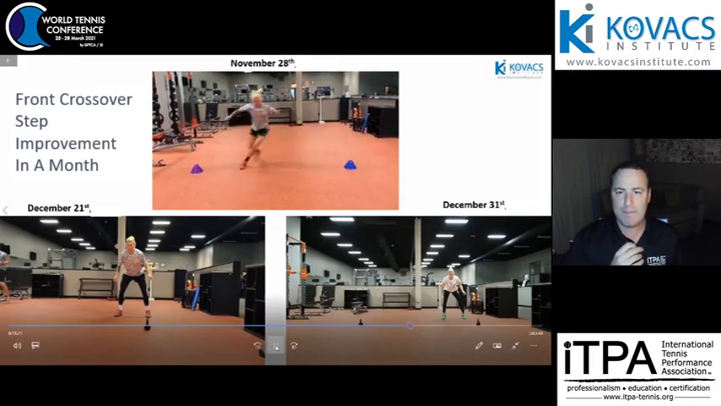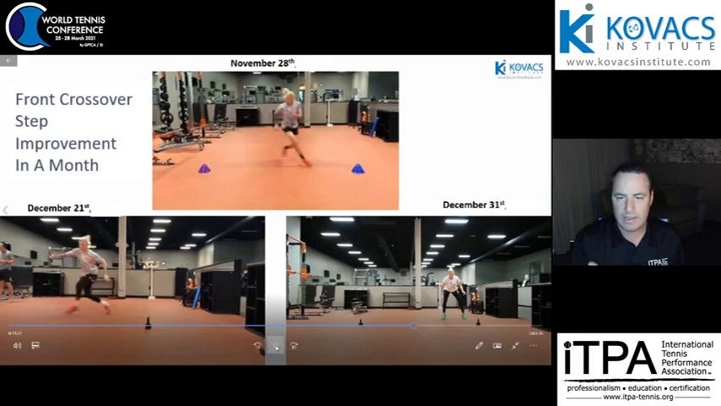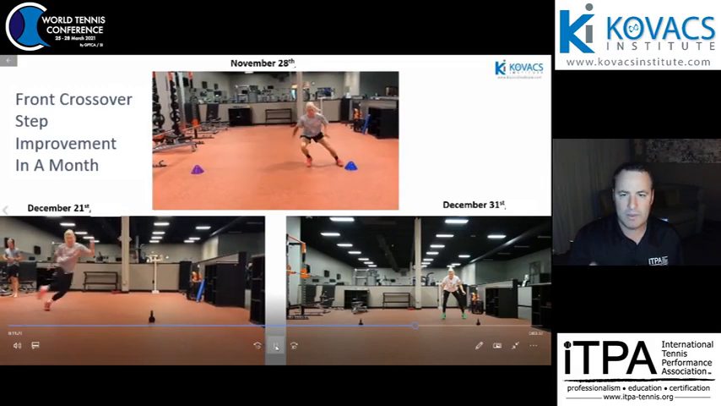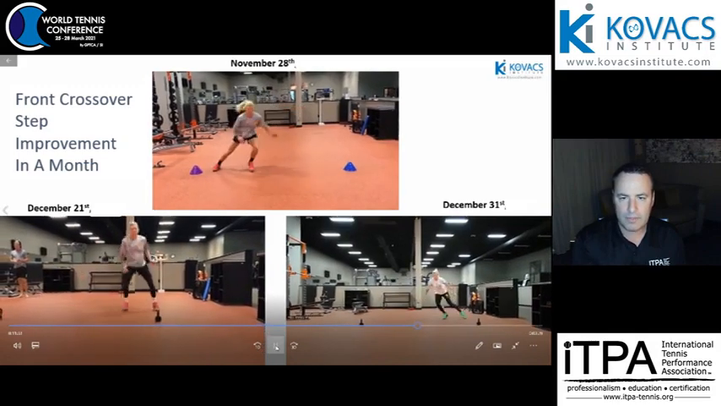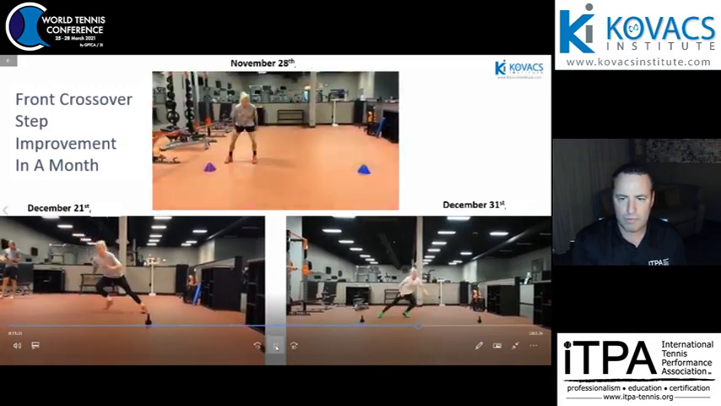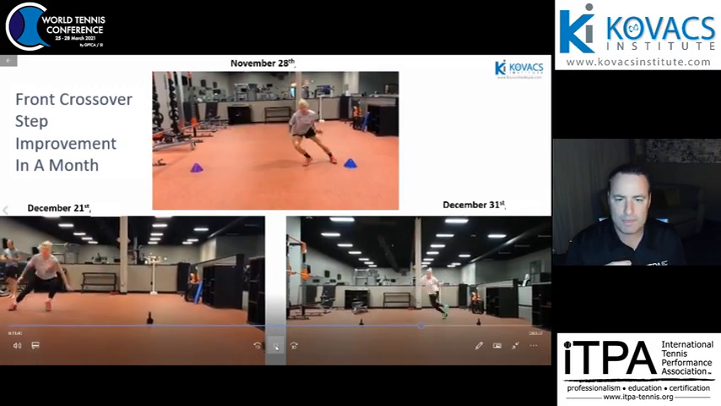Here's an example in a month, same athlete. So you're seeing the front crossover training. All you're working on is front crossovers. Do they have that ability? And then we see the difference in a month. So month to month to month, the 3 photos. Notice how much better the athlete looks here from that perspective.